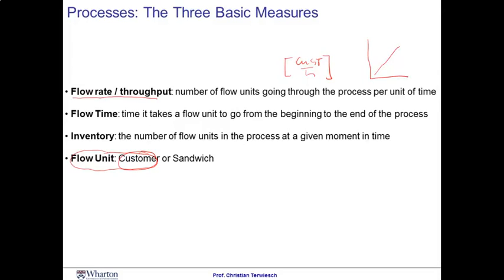Second, we define the flow time as the time it takes a flow unit to go through the process. This was, as you recall, the horizontal difference between the inflow line and the outflow line. And third, we define the inventory as the number of flow units in the process at any given moment of time. This was the vertical distance between your line and my line.